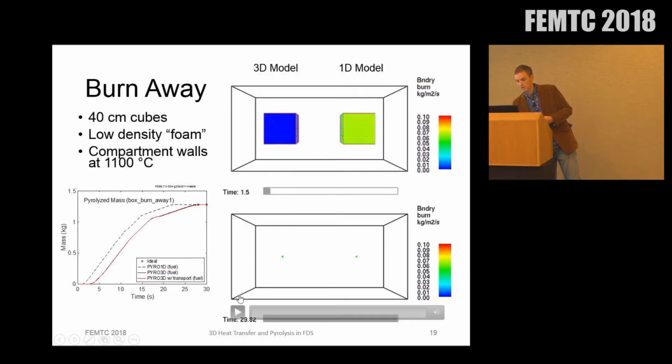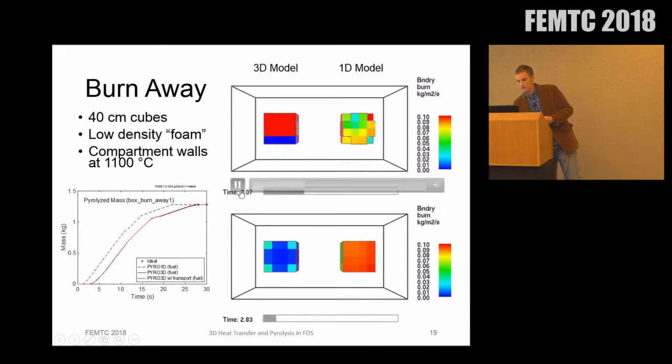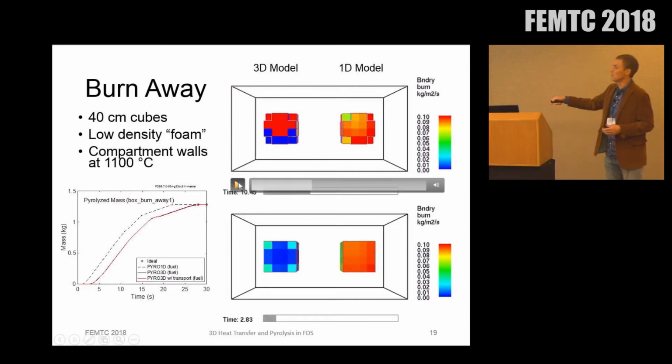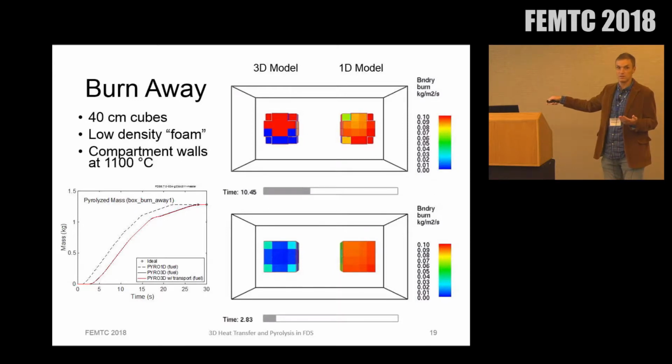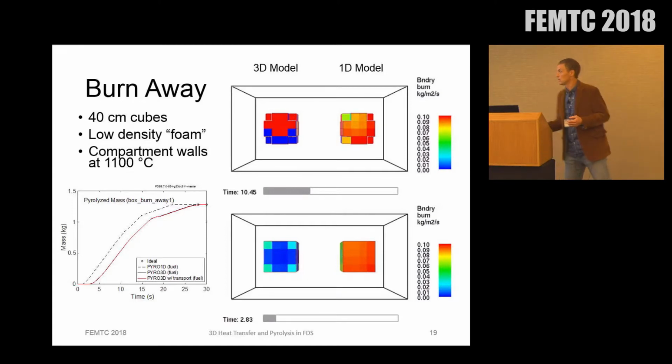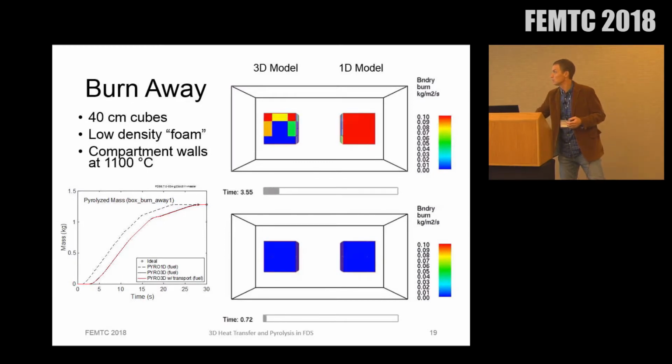Okay, so let's look at these cases for a second. This is only 4 grid cells across in each of these cubes. So it's actually kind of neat, and I'm going to show in the next slide how we do this, that we get anything close to the mass loss rates that you're getting in the 1D model. Okay, so here's how this works.